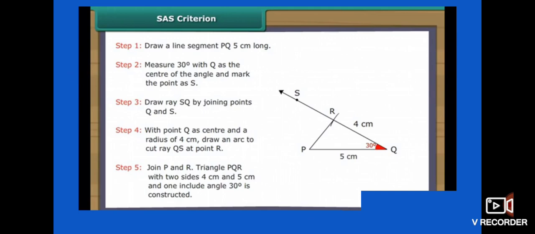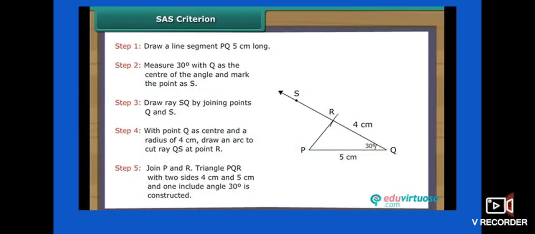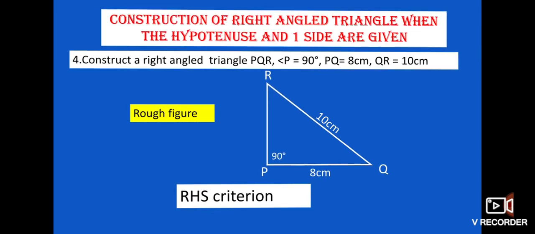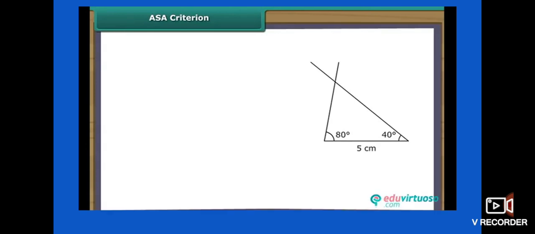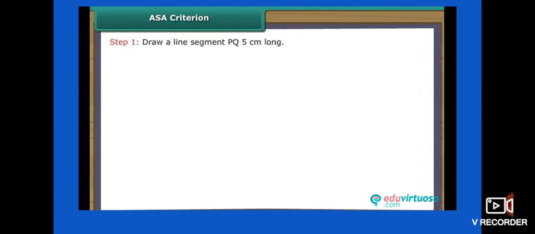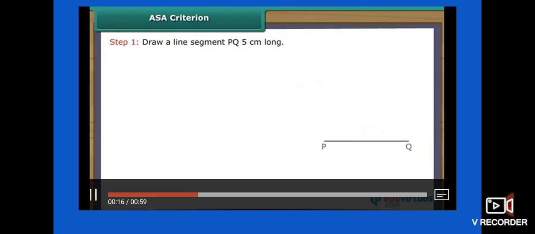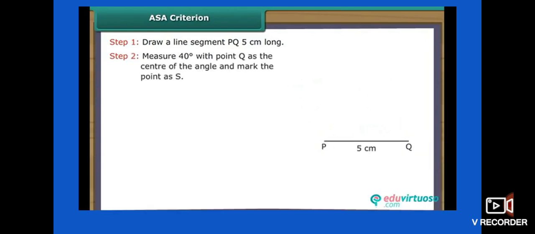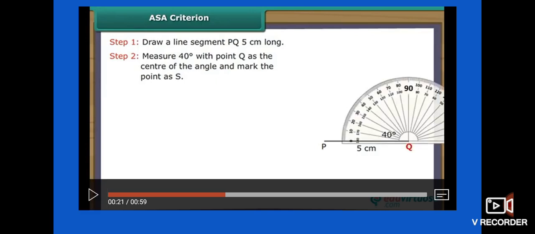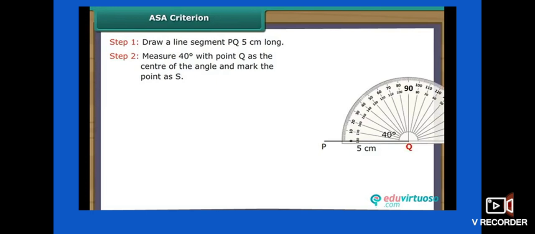Okay, let's see how we discuss this. ASA criterion. Okay, ASA criterion, listen. First, this is the model of the triangle by using the ASA criterion. For this, first we take our scale, then draw PQ with 5 centimeter as usual. Next, you take your protractor, then place the protractor at Q, then take 40 degree. We know in the rough figure that angle Q is equal to 40 degree.